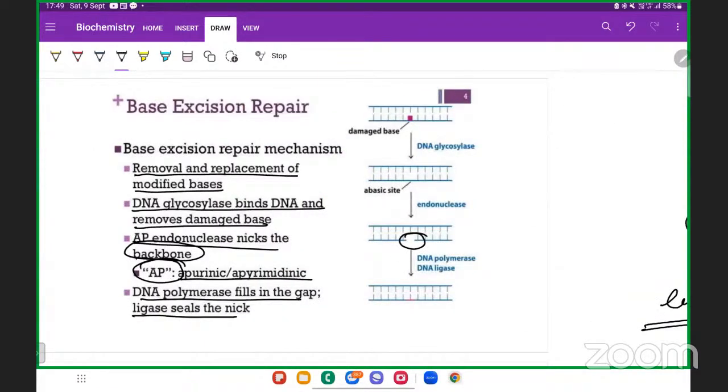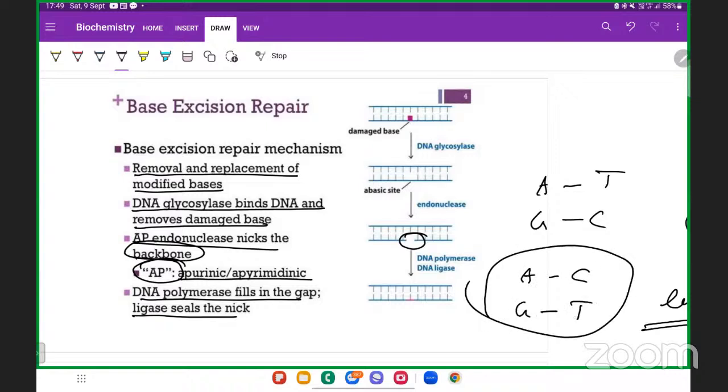What happens in your base excision repair? Base excision repair means there is a problem in one particular base. For example, adenine should go with thymine. Can someone tell? Adenine goes with thymine, guanine goes with cytosine. We have this concept in Chargaff's rule. But the opposite happens: adenine pairs with cytosine, guanine pairs with thymine. This kind of unusual problem occurs.